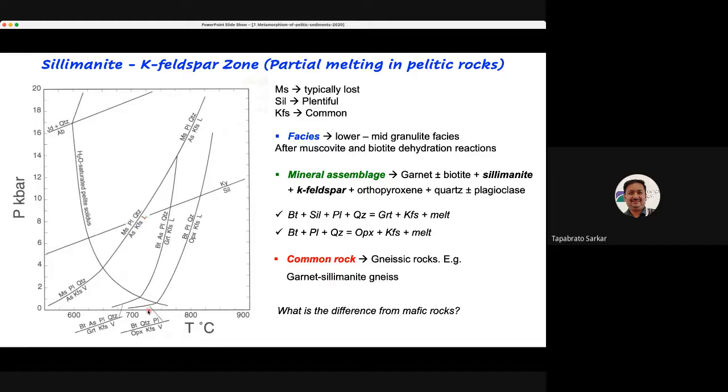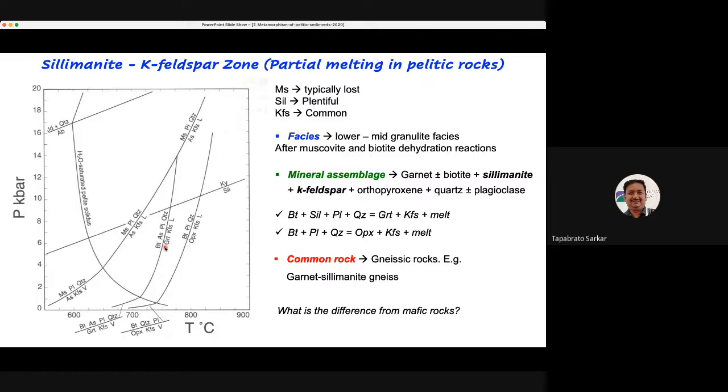The more important point is that as you increase the temperature, other reactions also kick in, where biotite becomes the reactant for the very first time. In these reactions, biotite, aluminosilicate, plagioclase, and quartz give garnet, K feldspar, and melt; biotite, plagioclase, and quartz give OPX, K feldspar, and melt. Sillimanite is already there, and K feldspar is forming. In these two reactions, biotite is the reactant for the very first time.